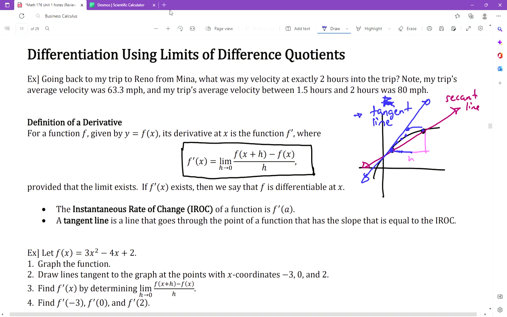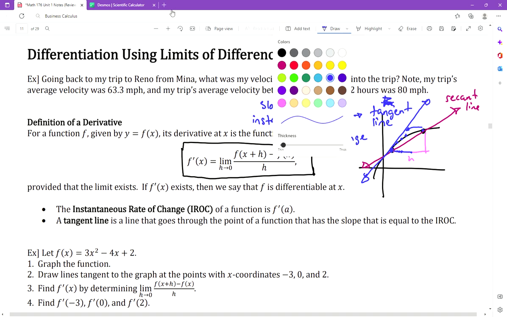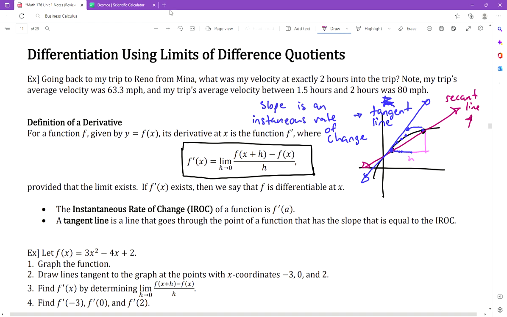Its slope is an instantaneous rate of change. We said the secant line's slope was an average rate of change. So the tangent line is telling us an instantaneous change.